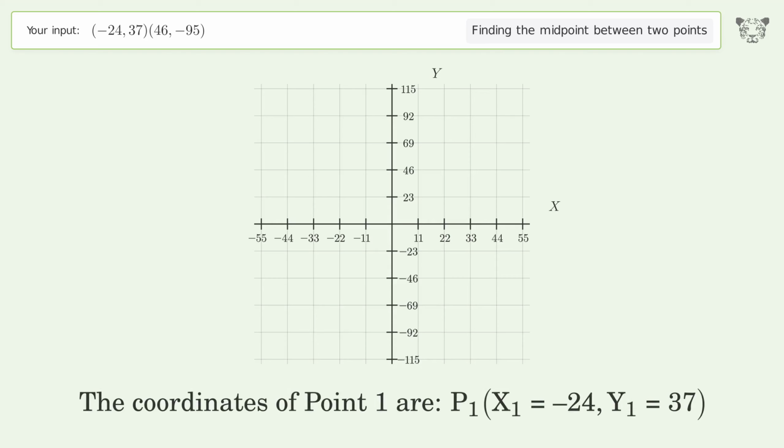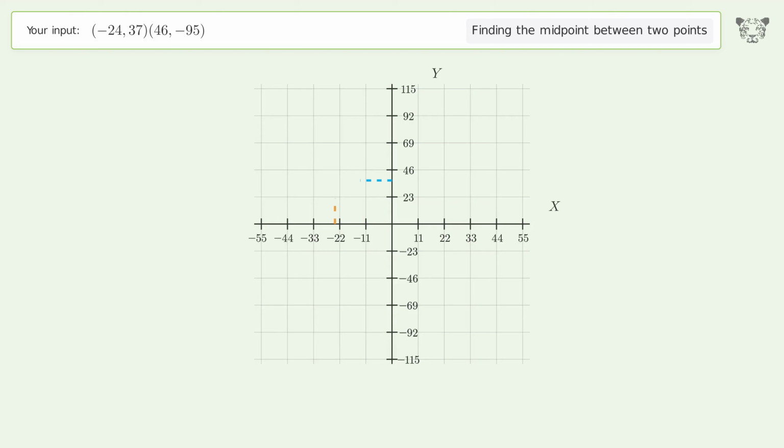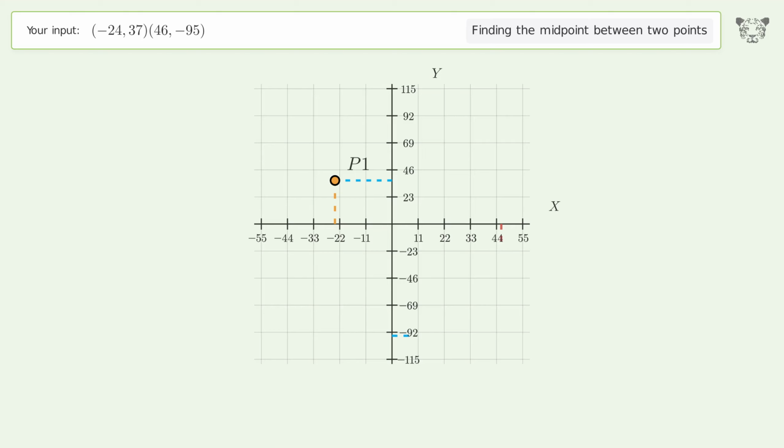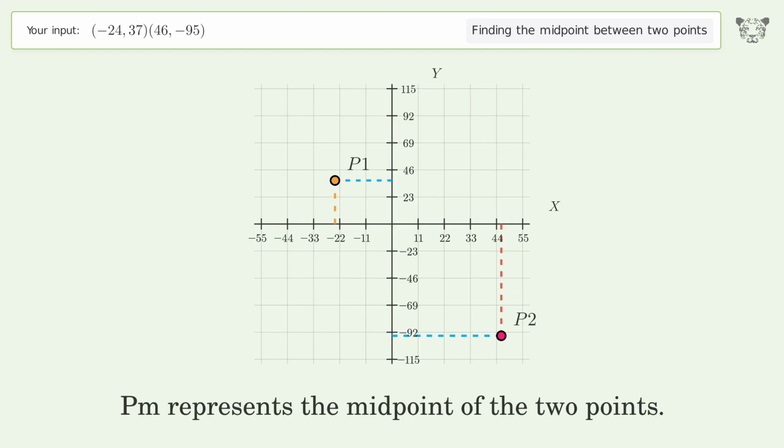The coordinates of point 1 are, x1 equals -24, y1 equals 37. The coordinates of point 2 are, x2 equals 46, y2 equals -95. PM represents the midpoint of the 2 points.